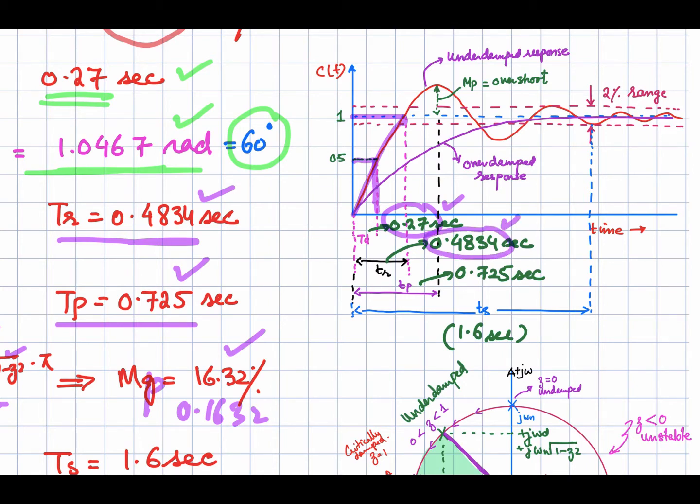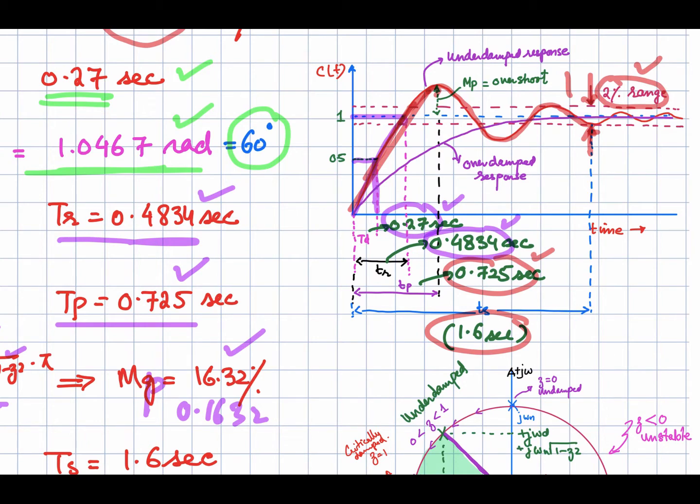And then the time to reach the first peak, that is this time, is equal to 0.725 second. And then the system is going to reach within the 2% range of the steady state value, so that is the settling time. Within 1.6 seconds, its oscillations will decay to such a value that it will stay within the 2% range of its steady state value.